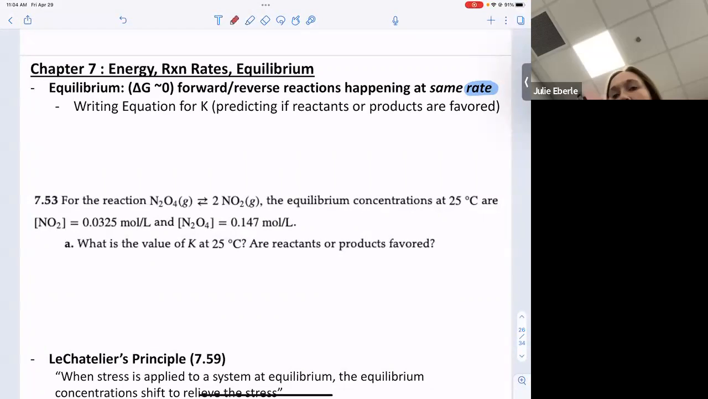That means you have a reverse reaction happening at the same rate as your forward reaction. Okay, so then we practiced writing out an expression for K, your equilibrium constant, and then predicting if reactants or products are favored. So remember, K always equals the concentration of products over the concentration of reactants.